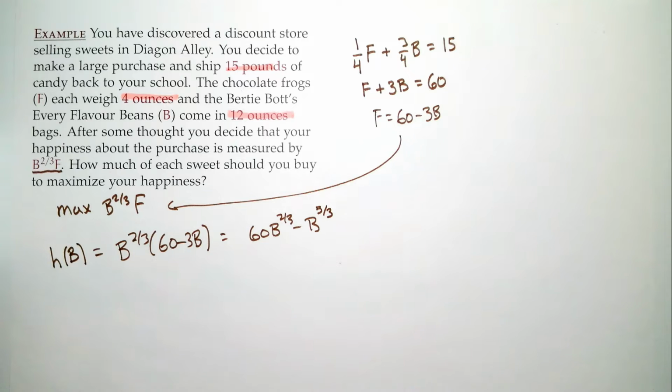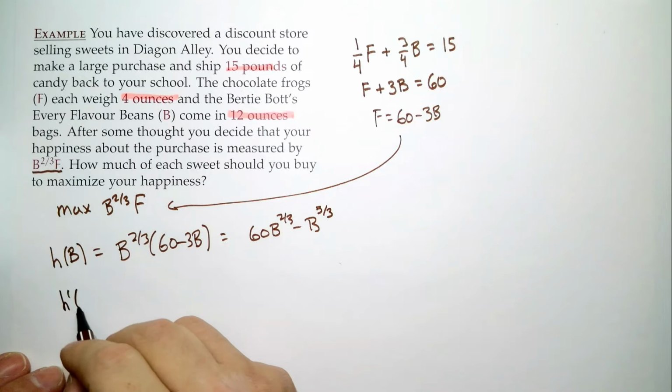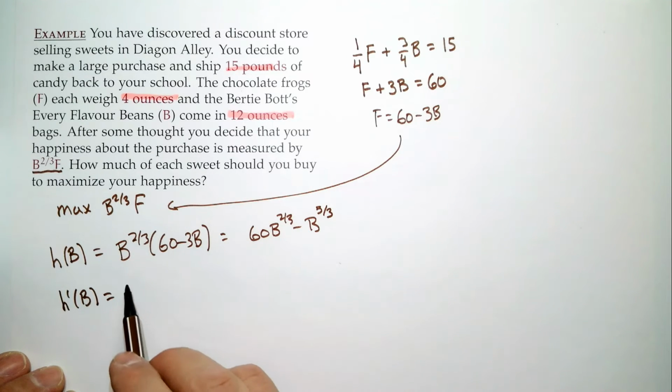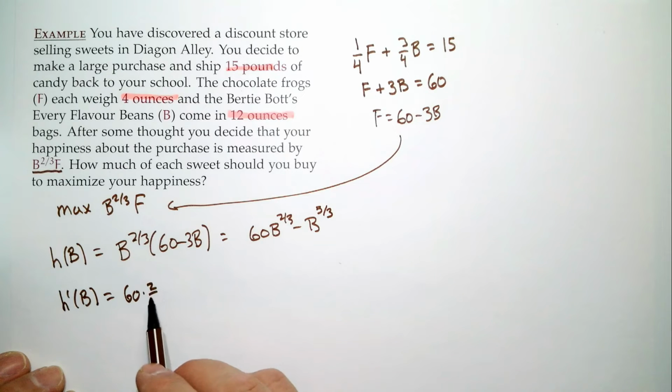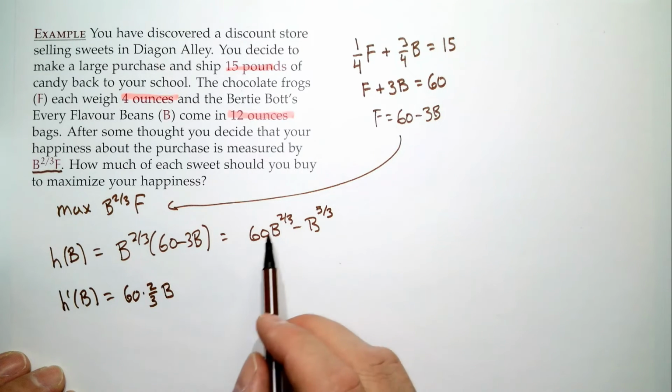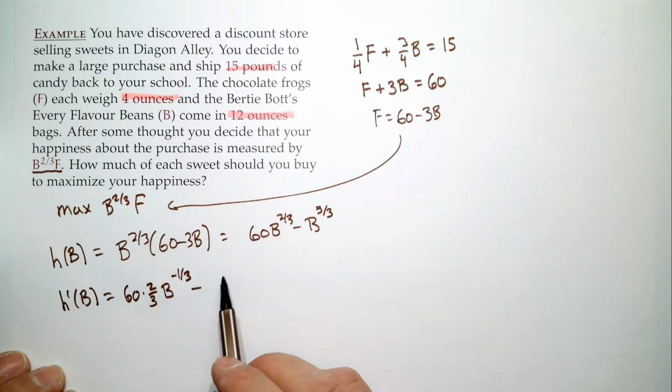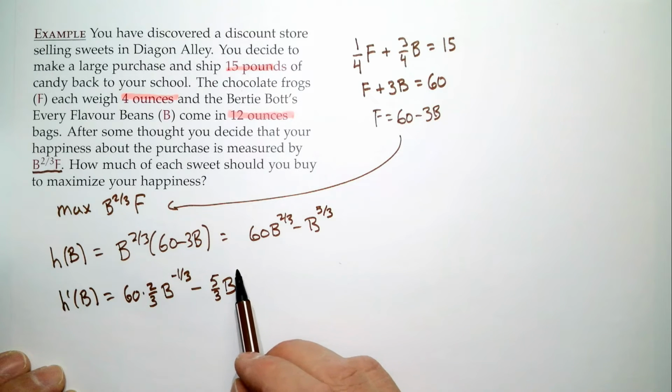So, what comes next? Take a derivative. So we have our function now down to a single variable. We take our derivative. H prime of B, what will that become? Well, 60 times 2/3 B to the negative 1/3, then minus 5/3 B to the 2/3.